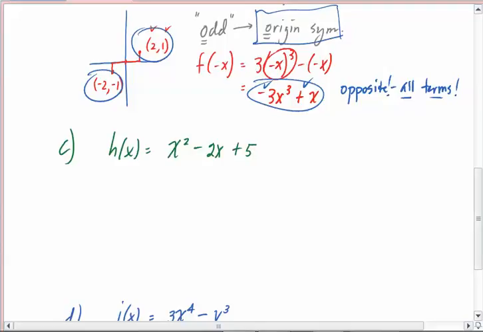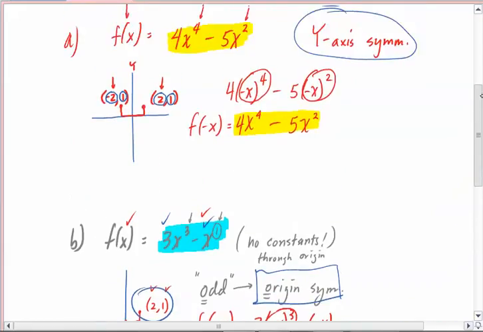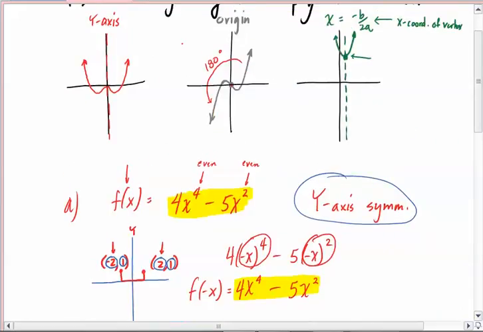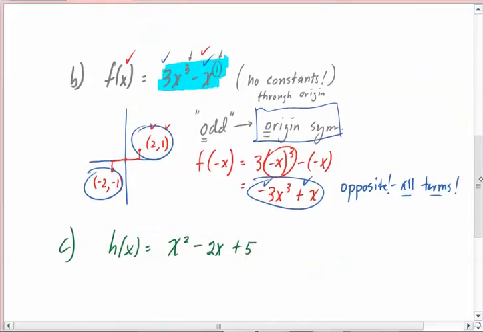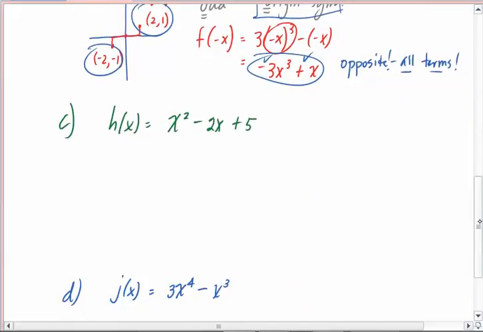On part C, this is going to be an example of this green situation up here, the very last example I gave you. This is a parabola, right? It's quadratic, so we know that it makes a parabola. So what I'm going to do is just figure out where the vertex is, because wherever the vertex is, then I have an axis of symmetry through the x coordinate.